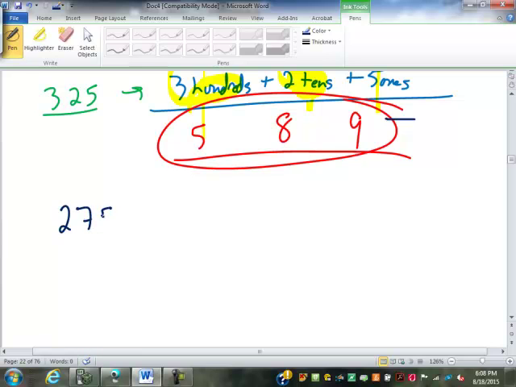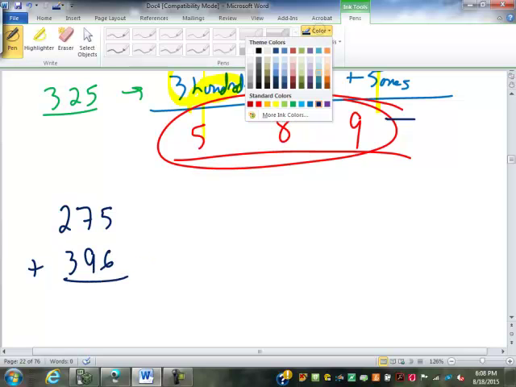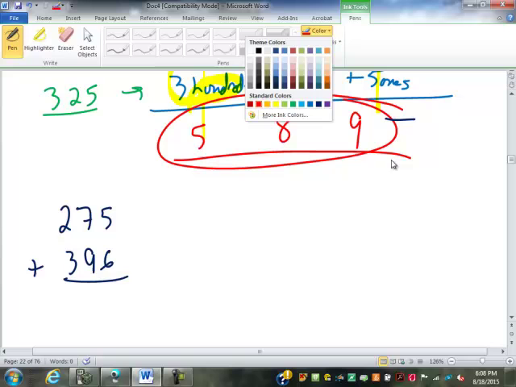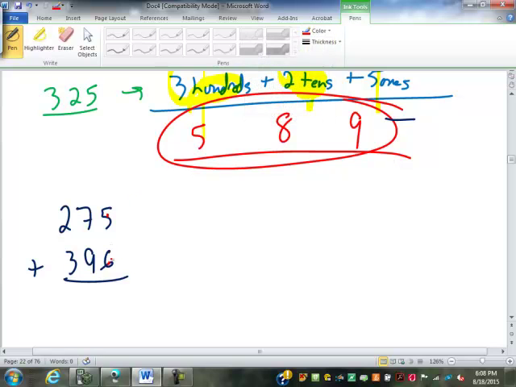Let's do 275 plus 396. Normally when we do addition, we start on the right and work our way back to the left because we run into problems like this. 5 plus 6 is 11. Well, we can't have 2 digits there, so what do we do? We keep this one and we carry that one. 1 and 7 is 8, plus 9 is 17. So we keep the 7, carry the 1. 1 and 2 is 3, plus 3 is 6.